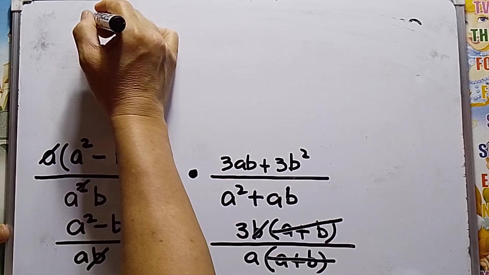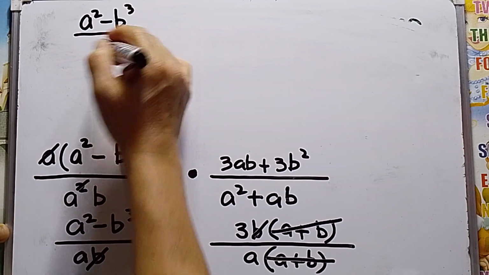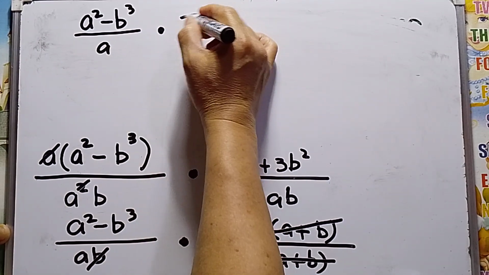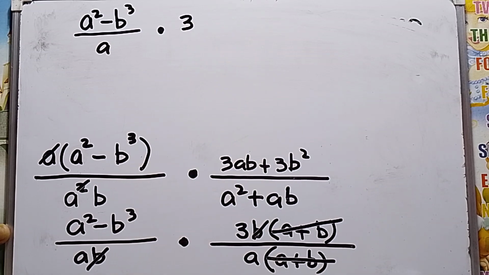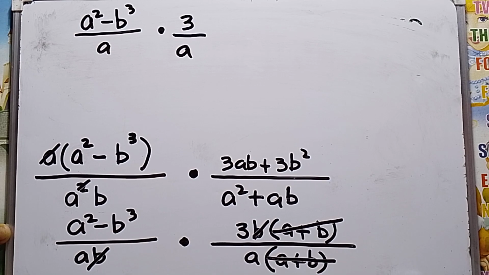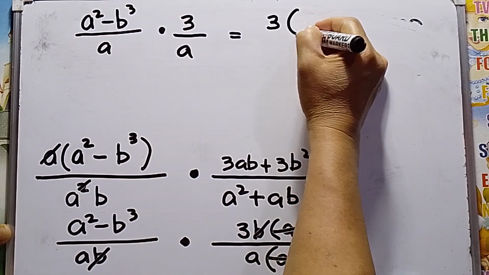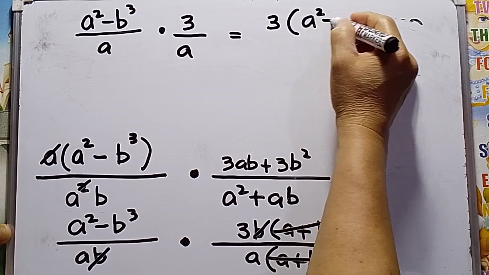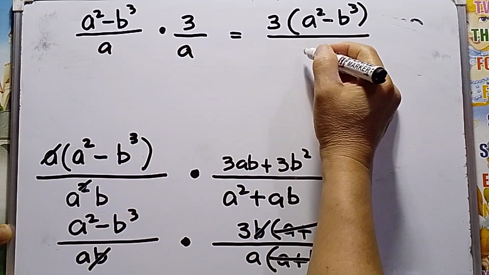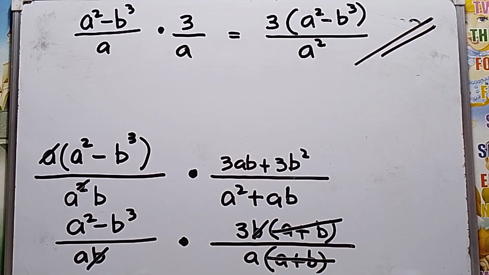So I have (a squared minus b cubed) over a, and then times 3 over a. So this will be 3 (a squared minus b cubed) over a times a, which is a squared. So I think this is my final answer. That's all.